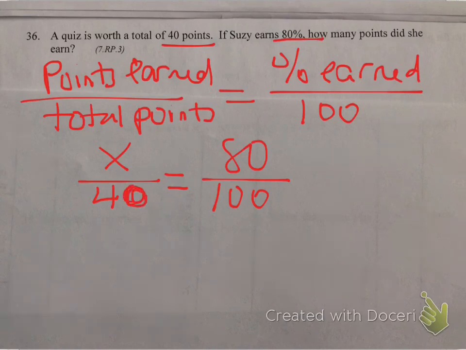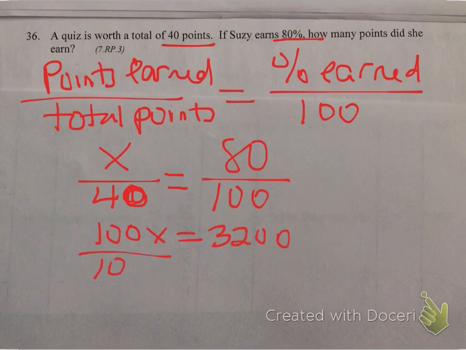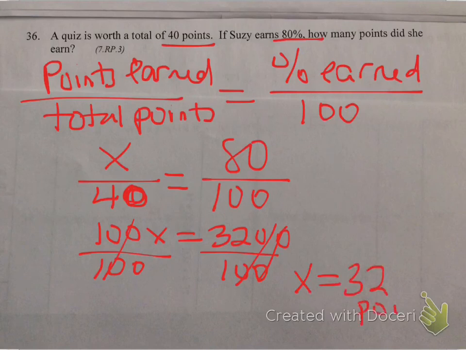Okay, you could use cross product property if you'd like. 100 times x is 100x. 80 times 40 is 3,200. Divide by 100 on both sides. Could get rid of my zeros there. And x equals 32 points earned.